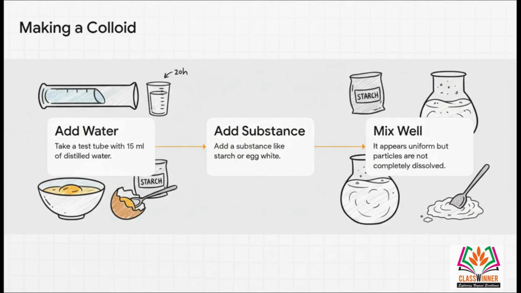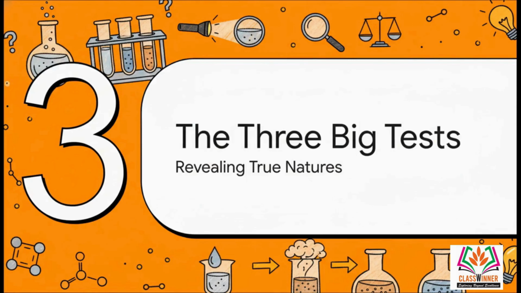Just picture mixing something like cornstarch or an egg white into water. You get this cloudy, kind of milky liquid, right? You can't see the individual particles, but you can just tell something's different. It's not crystal clear like salt water. That's a colloid. All right, the introductions are over.